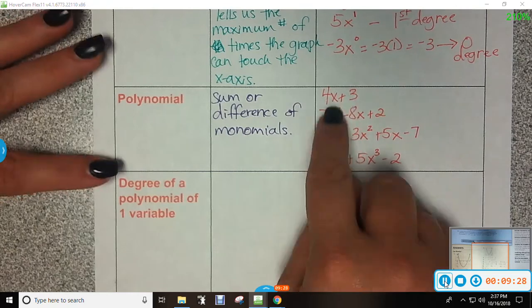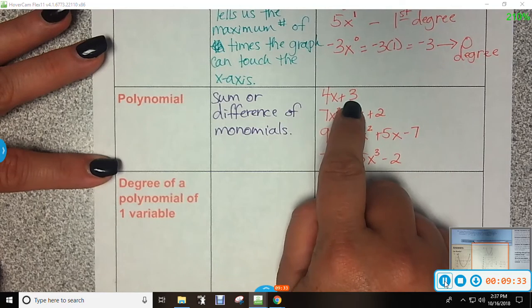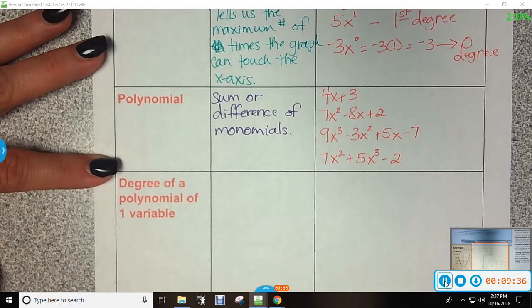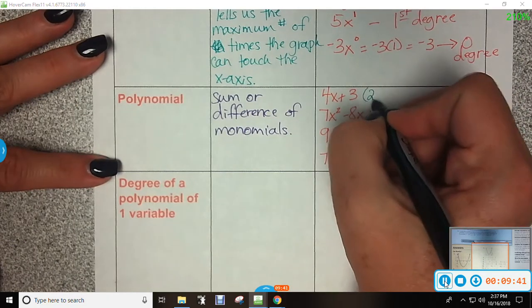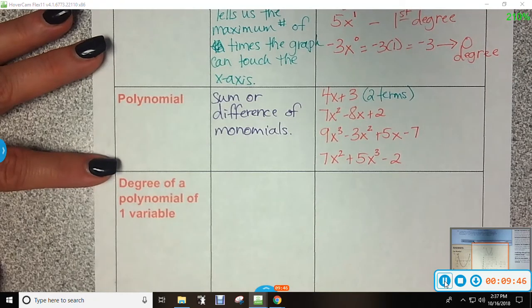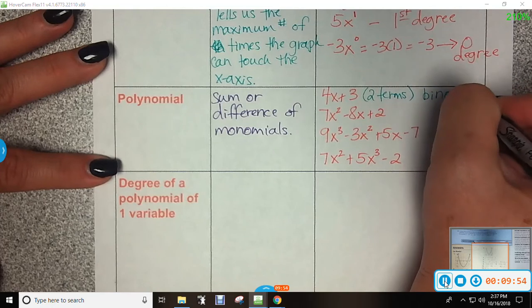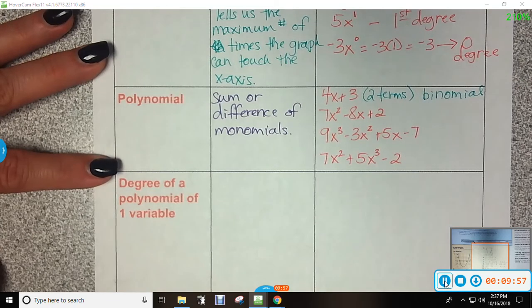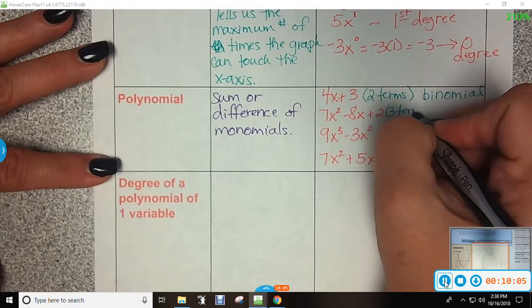Alright, so for this first one, if you take a look, 4x is a monomial, 3 is a monomial, and they're added together. So this is technically 2 terms. If one term is a monomial, what's 2 terms? Binomial. Right, for the next one, how many terms does it have? 3. What do you call it if it has 3 terms?